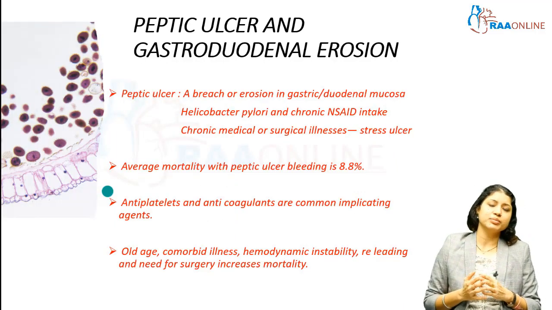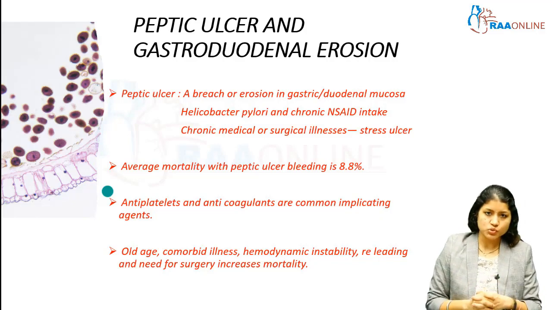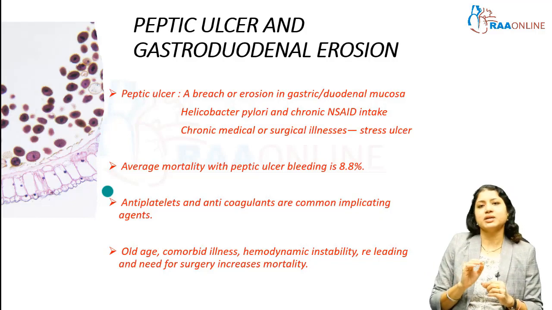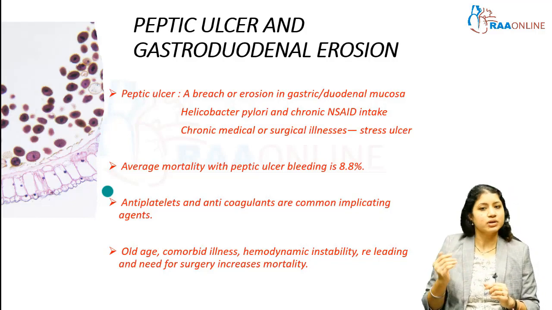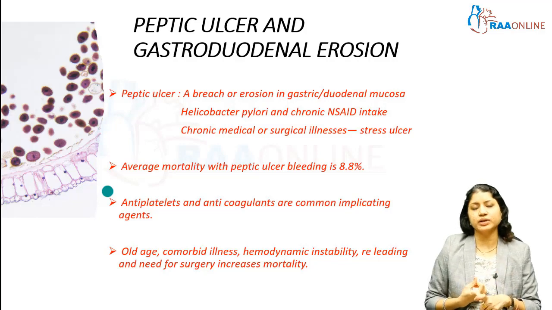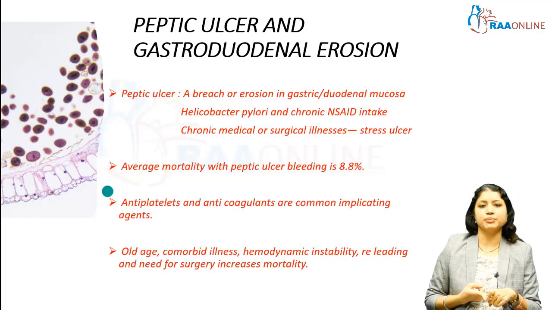For a non-variceal bleed, peptic ulcer is the most common cause. Peptic ulcer or gastroduodenal ulcer is nothing but a breach in a gastric or a duodenal mucosa, and that is most commonly caused due to Helicobacter pylori or chronic NSAID abuse.